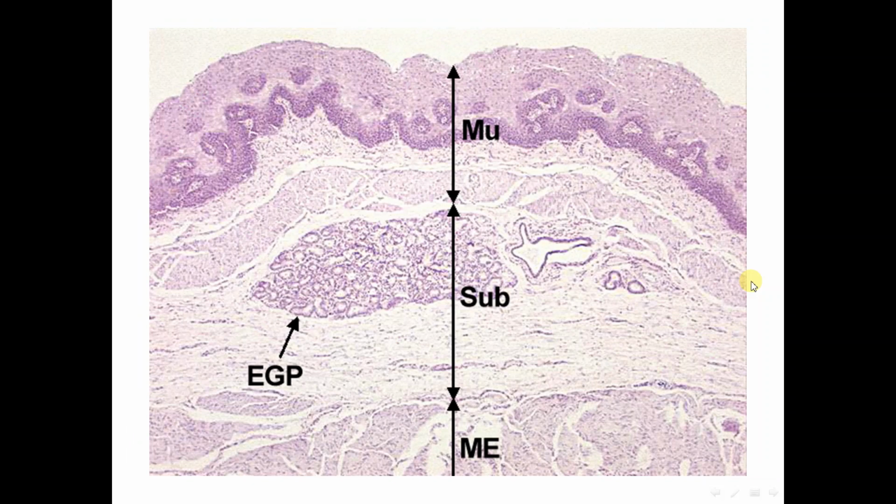Okay, this slide for the esophagus with the hematoxylin and eosin. This layer mucosa. This layer submucosa. Muscularis externa. And name this structure in the submucosa.